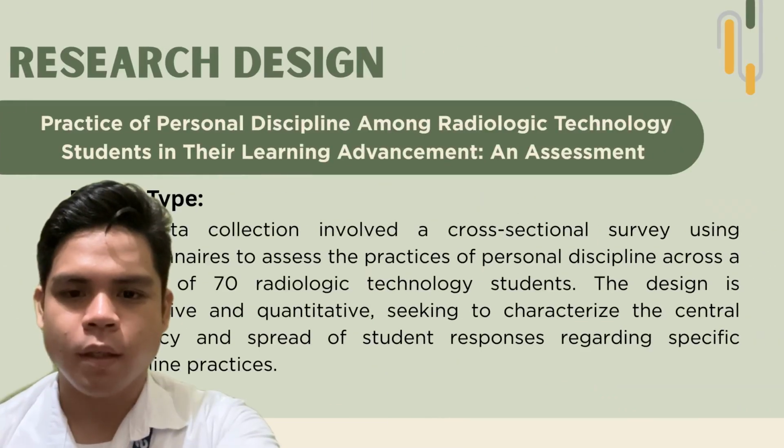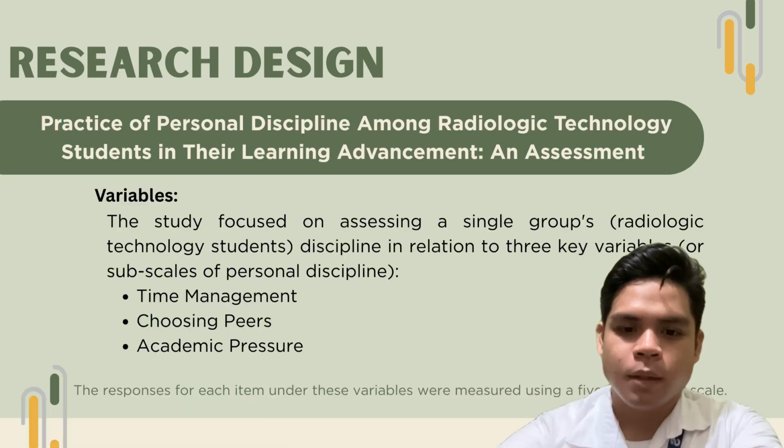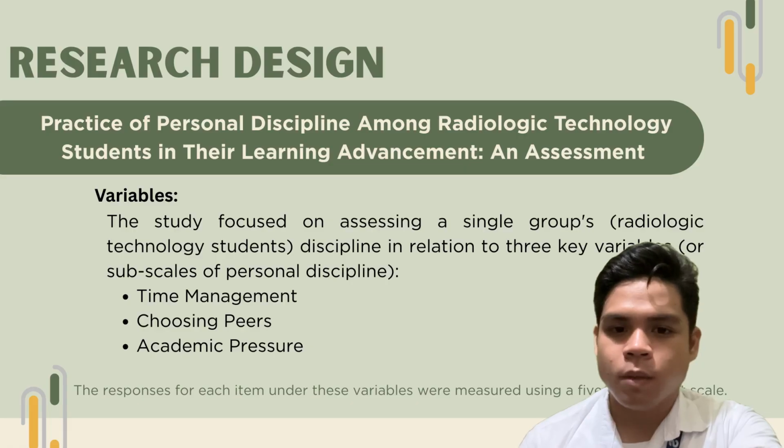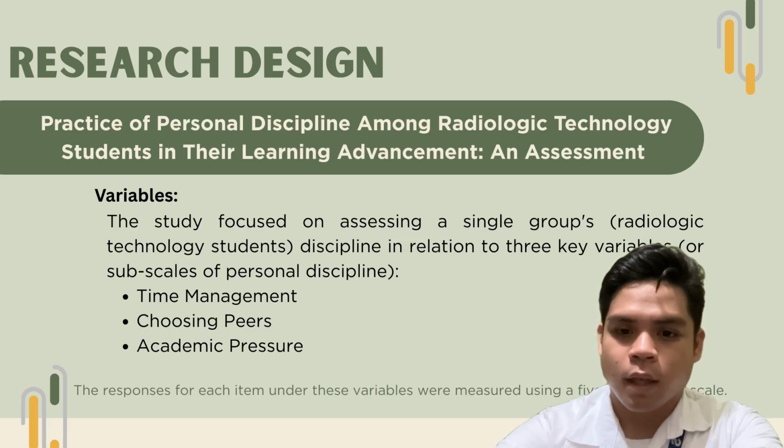So for the next study, titled Practice of Personal Discipline Among Radiologic Technology Students in Their Learning Advancement and Assessment. Variables. The study focused on assessing a single group, the radiologic technologists' discipline, in relation to three key variables. So first is the time management, choosing of peers, and academic pressure. So the responses for each item under these variables were measured using the 5-point Likert scale.